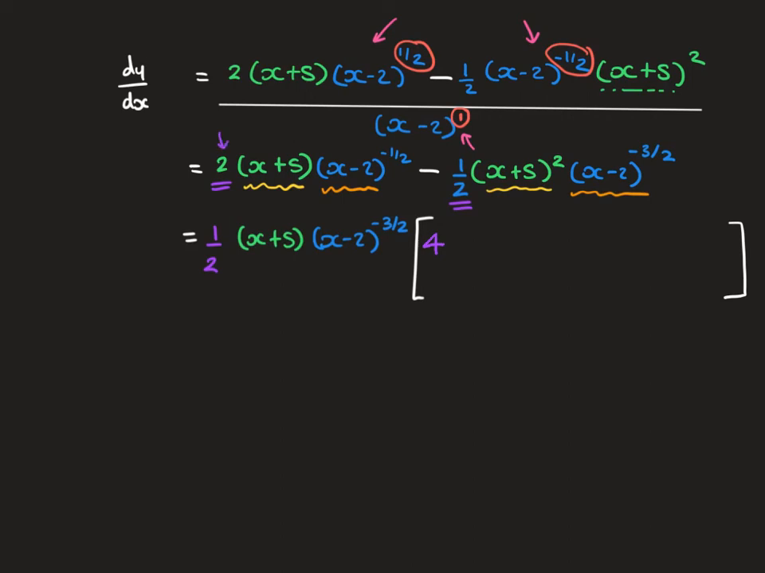I don't need to do anything with the x plus 5, but I do need to have something here so that when these two terms are multiplied, the overall power will end up being negative a half.